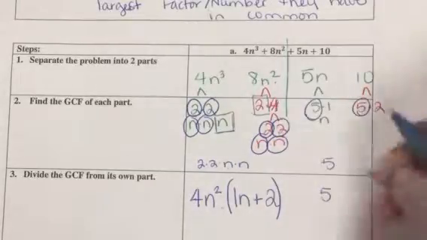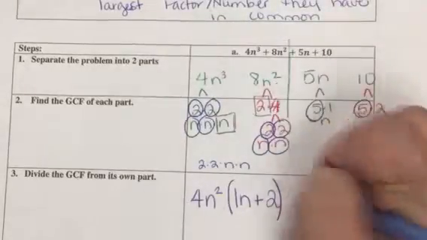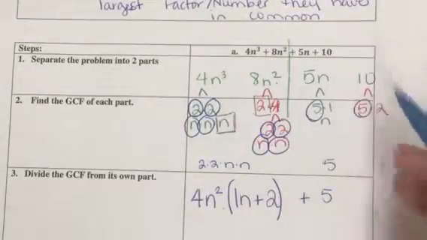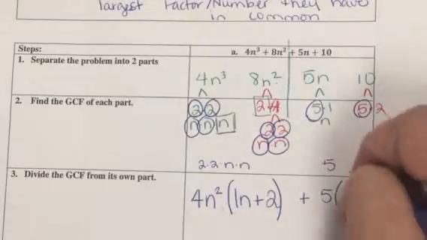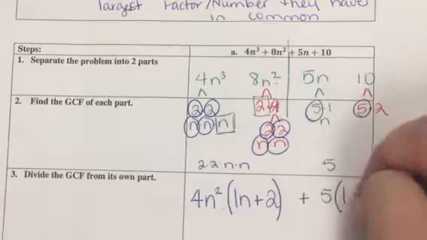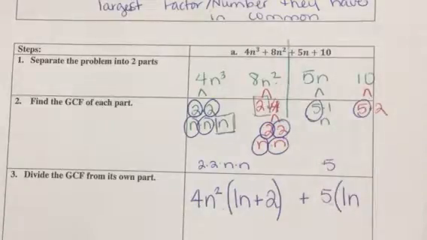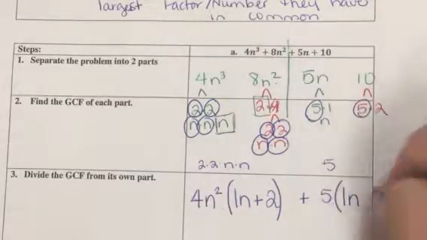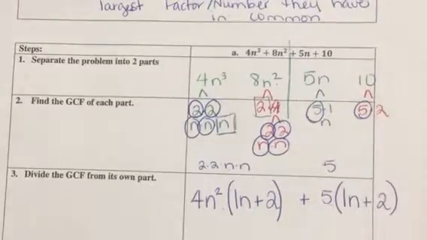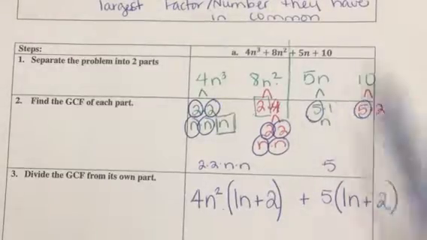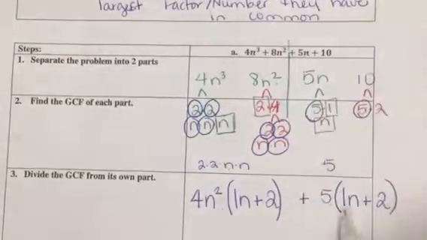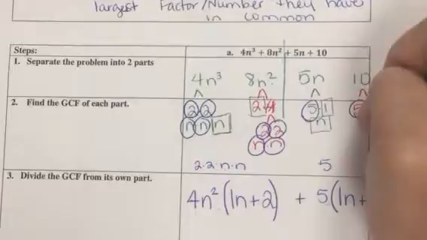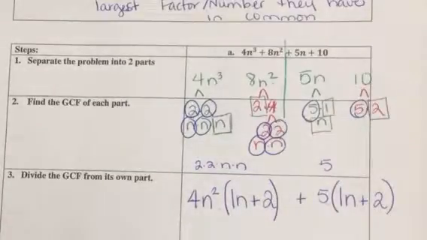I have a 5, and I always bring down that plus sign. So it's a positive 5. All right, what's left over? What is 5 divided by 5? 1, and I have 1n remaining. 10 divided by 5 is a positive 2. Or I could have looked at my factor tree and I saw that I had a 1 and an n left over in the first term, and I had a 2 left over in the second term. So this is pulled out.